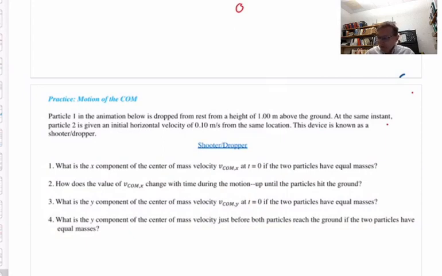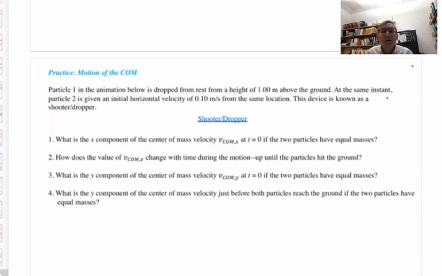Okay, so now let's do some practice with the motion of the center of mass. Bring that up just a little bit more. And we're going to go back to an object that I showed you a video for back in chapter 4 when we first started studying projectile motion. It was called the shooter dropper.